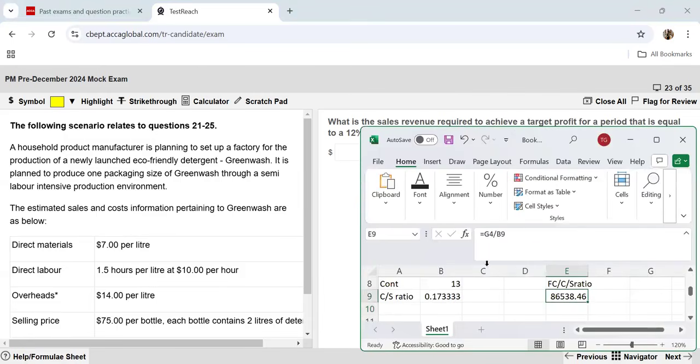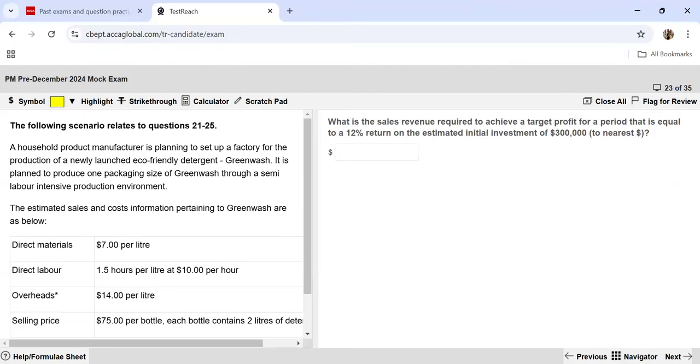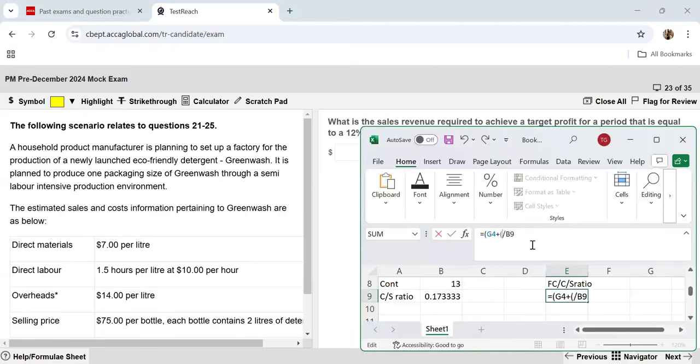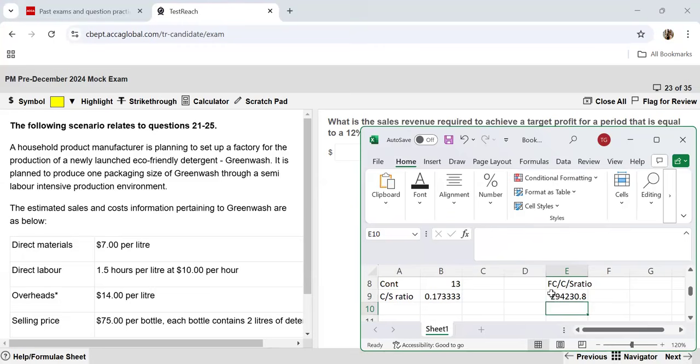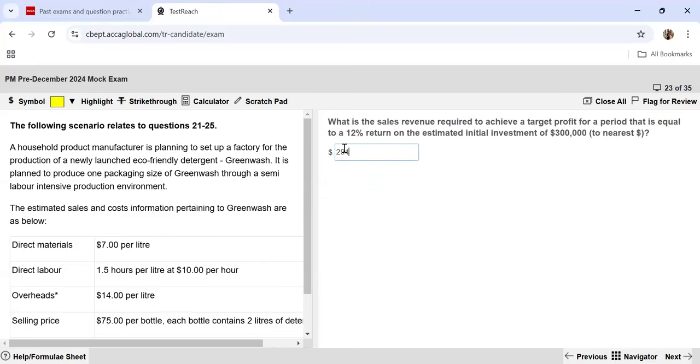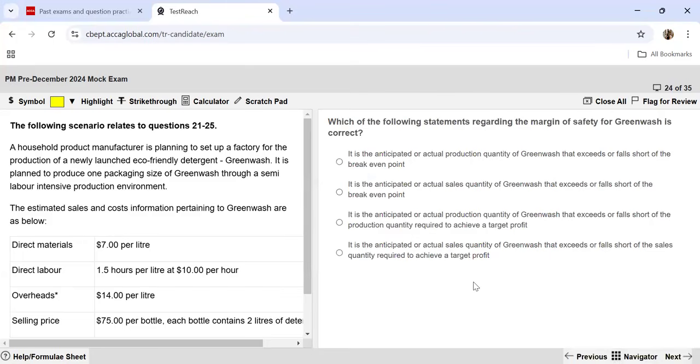So see over here, I'm going to use exactly the same formula. Just I'm going to add to this what my target profit is. I want 12% on 300,000. So I will start another bracket here, 12% of 300,000. And this is going to help me come to my final answer, which will be 294,230. So this needs to be put to the nearest dollar. Because of the 0.8, I'm going to write it as 294,231. Moving ahead to the next question, question number 24.